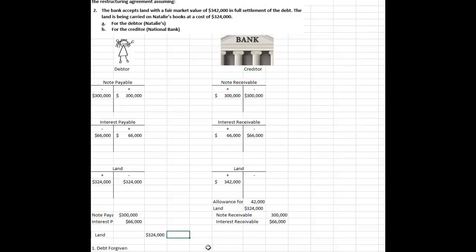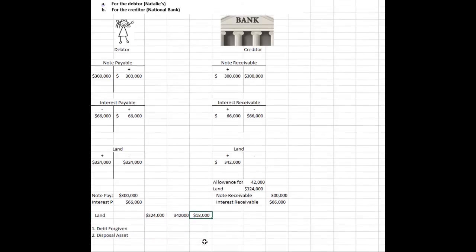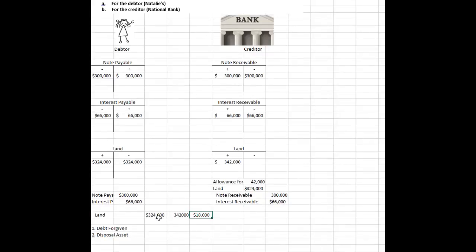And so the difference between the fair market value and my cost: the fair market value was 342. If I take the difference between the two, $18,000. So when I disposed of the land, I gave up something that had a value of 324, and in exchange I was receiving the fair market value. So the disposal of the asset is an $18,000 gain, right? Because the thing went up in value. So I have to not debit. Remember, a gain is a benefit to the income statement. So we credit gain on asset disposal of the land for the difference between the fair market value and the book value.